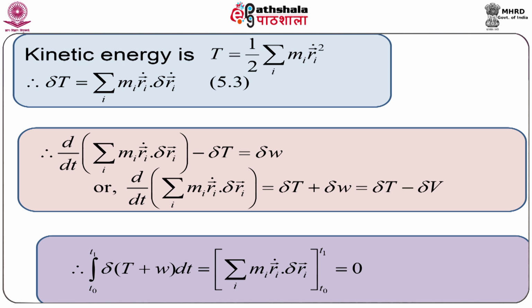integration over t0 to t1 of delta capital T plus W dt equal to summation over i of m_i r_i vector dot delta r_i vector taken at t0 and t1, which gives the result 0. As the end configurations are prescribed, delta r_i vector at t0 vanishes and delta r_i vector at t1 vanishes.